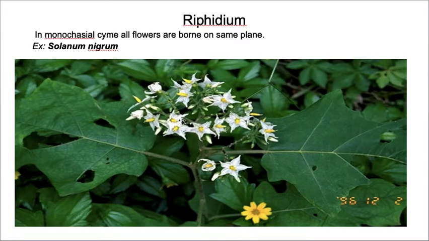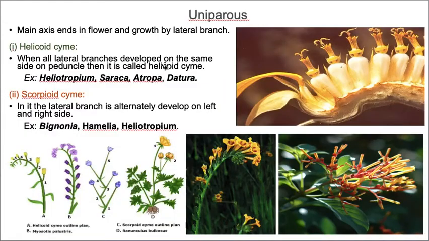So this is the inflorescence. Now all the flowers are reaching the same height. Do you see it? They are reaching the same height. Then that is called Rhaphidium. The best example is Solanum nigrum. And the next one is Cymos uniparous.